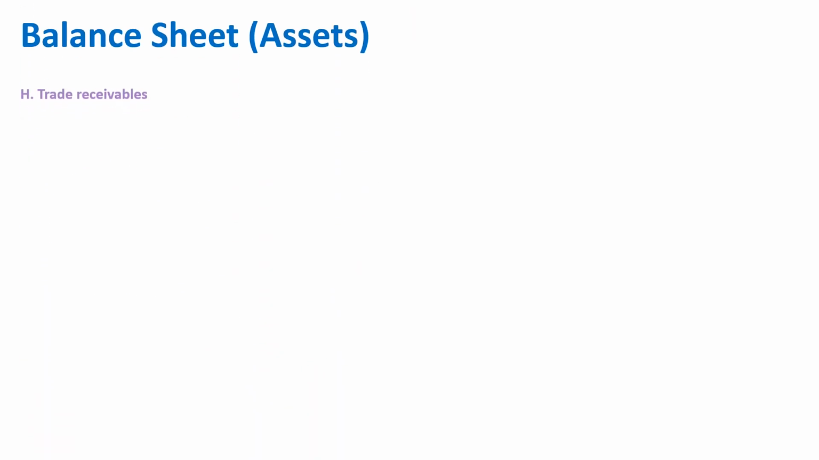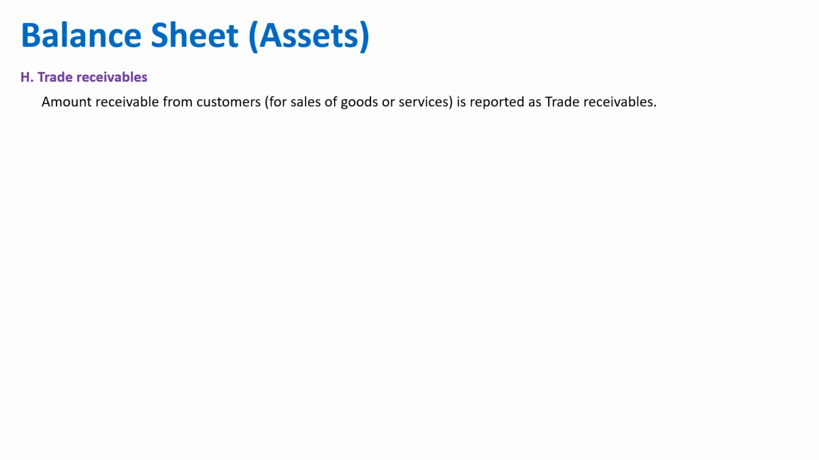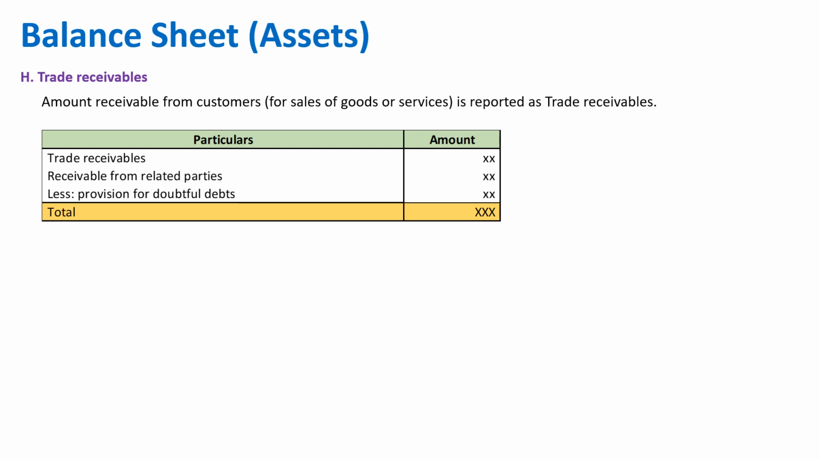Next item to be reported is trade receivables. The amount receivable from customers for sales of goods or services is reported as trade receivable. Under trade receivable, there will be two categories: trade receivable from other parties and receivable from related parties. However, if there is any doubt on collection from any customer, that means after a lot of dunning process the amount is not coming to the company, then the company can take a provision for doubtful debts. And that provision has to be netted off under trade receivables.